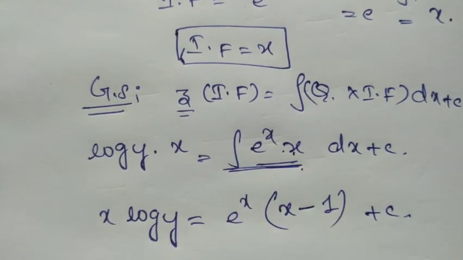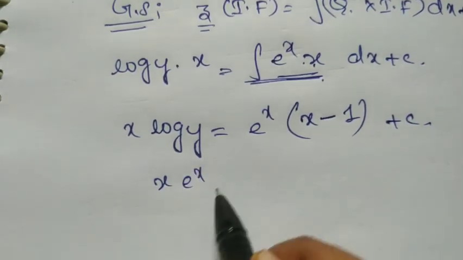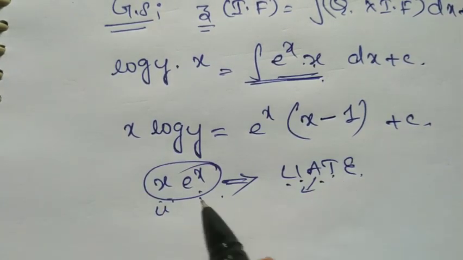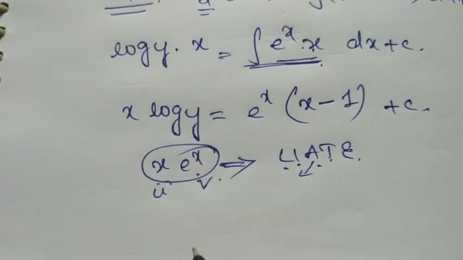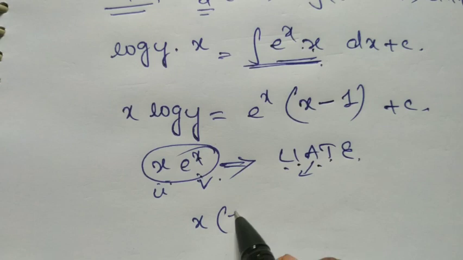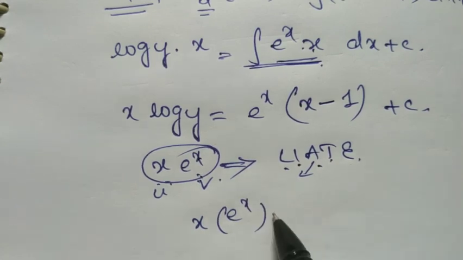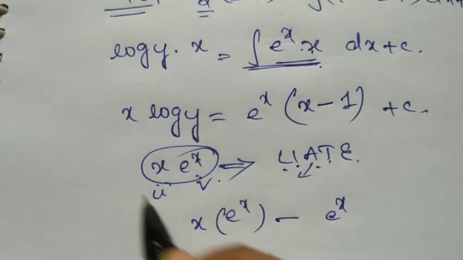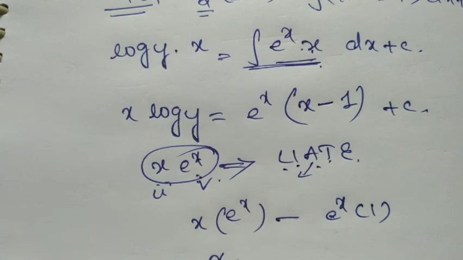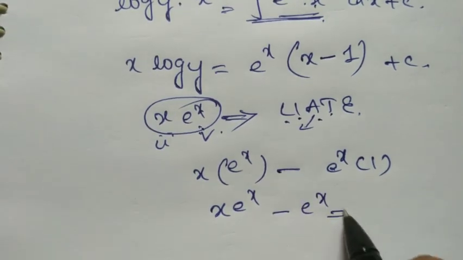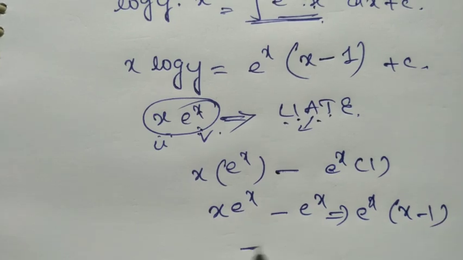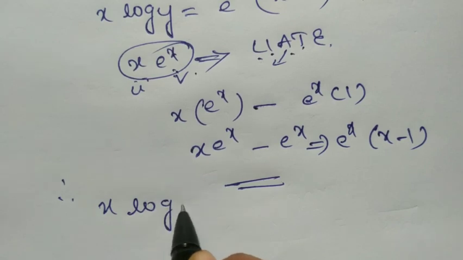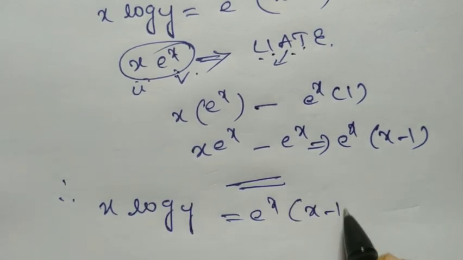This is integrated by parts. I am taking x e power x, with u equal to x and v equal to e power x. First u into the integral of v, so that is e power x, next minus v into u dash, so that is x e power x minus e power x, then e power x is common, that is x minus 1. So therefore general solution, x log y equal to e power x into (x minus 1) plus c.